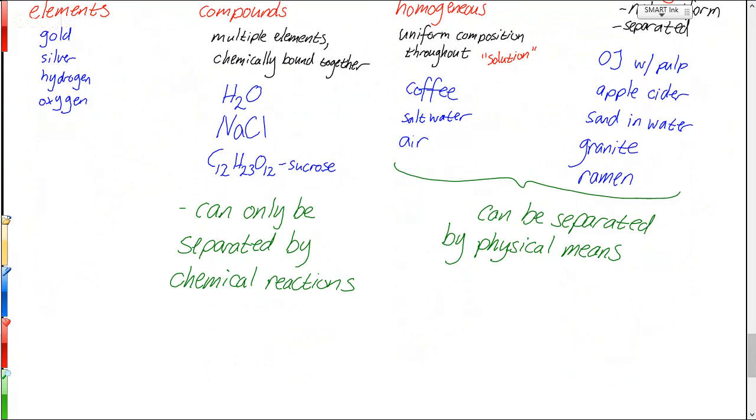But you haven't changed the identity of either of those components. You still have salt and you still have water. They're just separated. So that's an example of a physical separation. A physical separation leaves everything intact. It's just no longer together. That's how you separate a mixture. But a compound can only be separated by a chemical reaction, where you change the identity of what you have. You actually change it into something else.